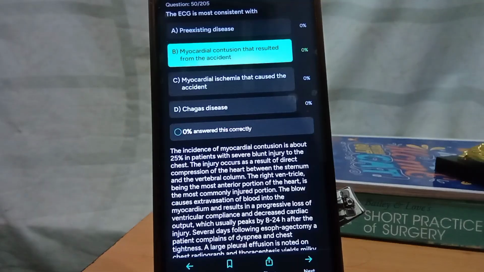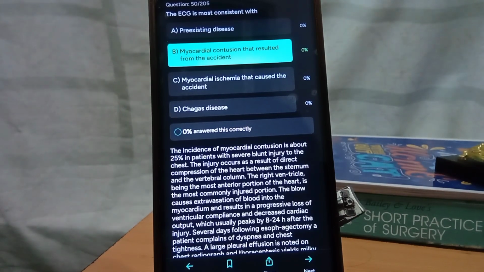So, the ECG is most consistent with myocardial contusion that resulted from an accident. The incidence of myocardial contusion is about 25% in patients with severe blunt injury to the chest. The injury occurs as a result of direct compression of the heart between the sternum and the vertebral column. The right ventricle, being the most anterior portion of the heart, is the most commonly injured portion. The injury causes extravasation of blood into the myocardium, resulting in a progressive loss of ventricular compliance and decreased cardiac output, which usually peaks by 8 to 24 hours after the injury.